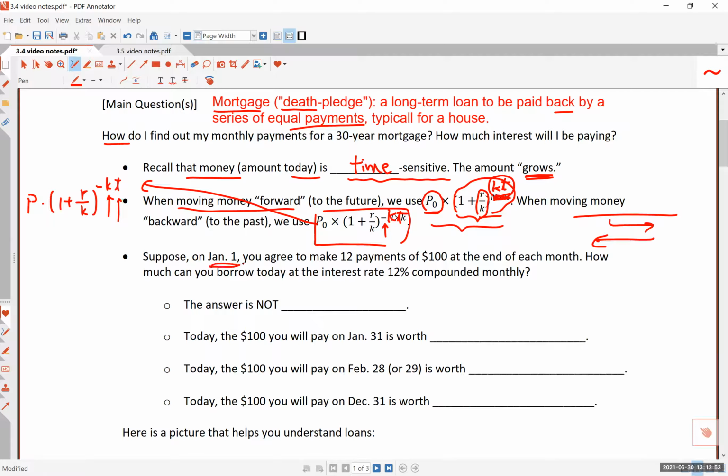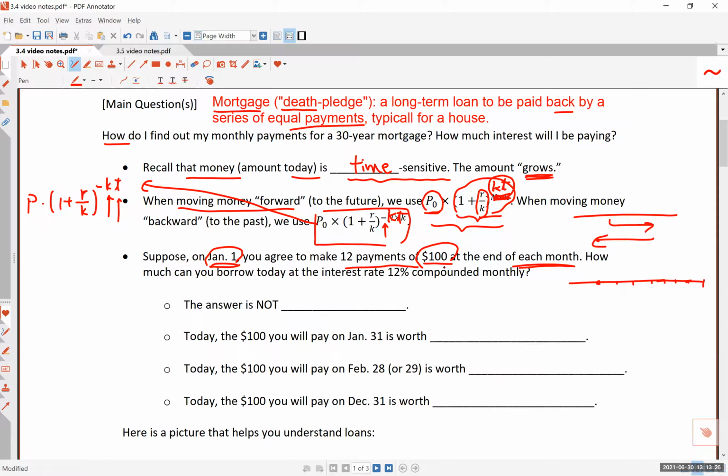Suppose on January 1st, so the beginning of the year, you just happen to have some need. You agree to make 12 payments of $100 at the end of each month. So you go to your friend and say, look, I need some money right now. I don't have the money to pay my rent or whatever, to pay the bills. I am going to work, and at the end of every month for the next 12 months, I'm going to pay you $100. So can you let me borrow $1,200? And your friend should say no.